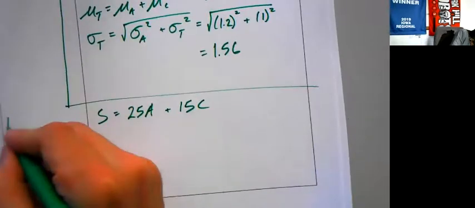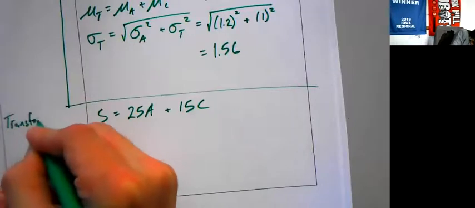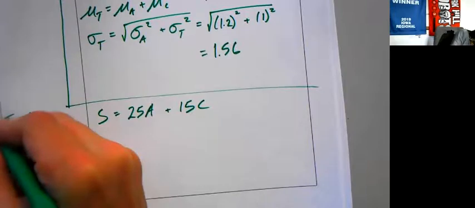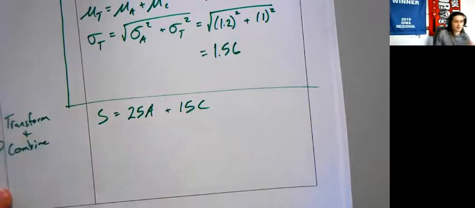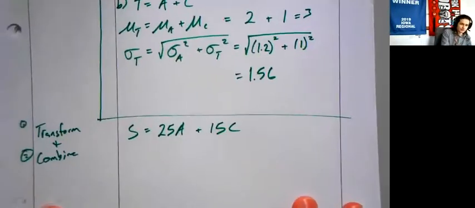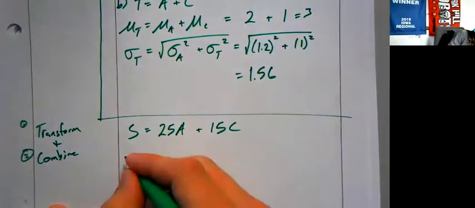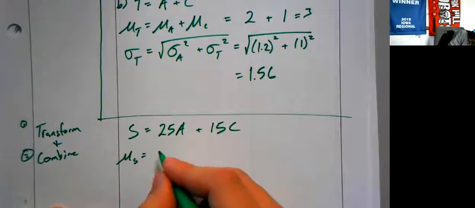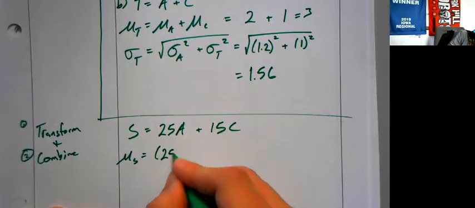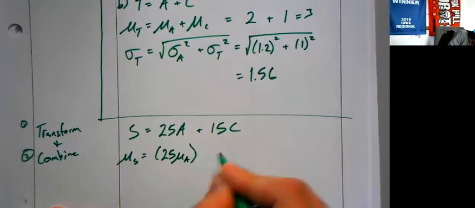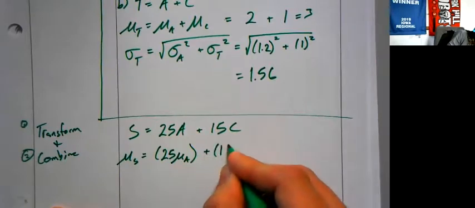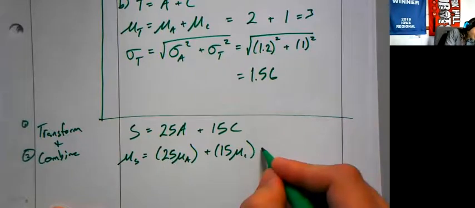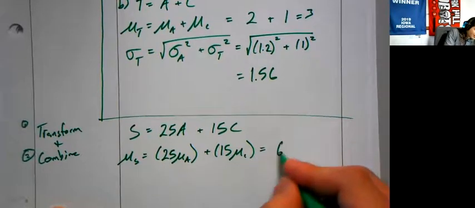We need to transform and combine. We're going to transform first. We're going to combine second. So what does that mean? That means the mean of S is going to be 25 times the mean of A plus 15 times the mean of C. Well, that's 25 times 2 plus 15 times 1 is going to be 65.